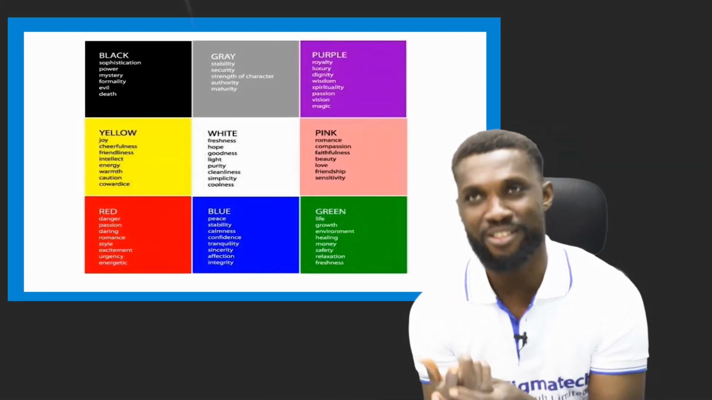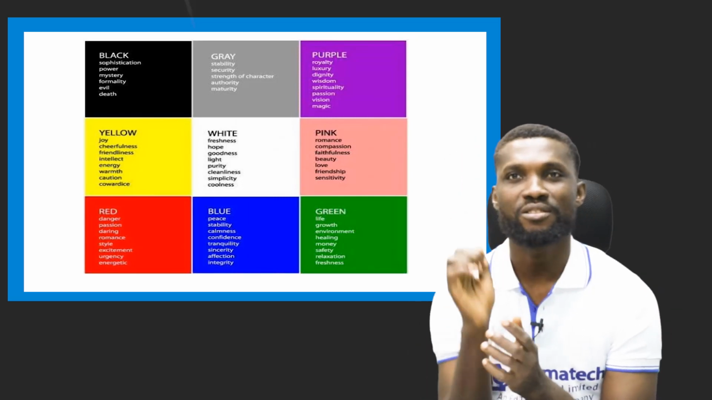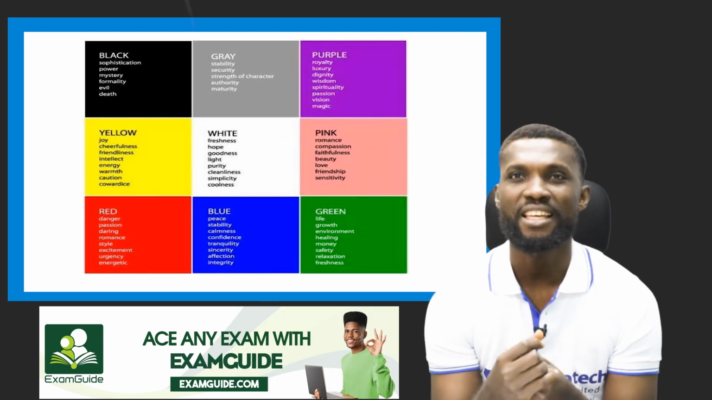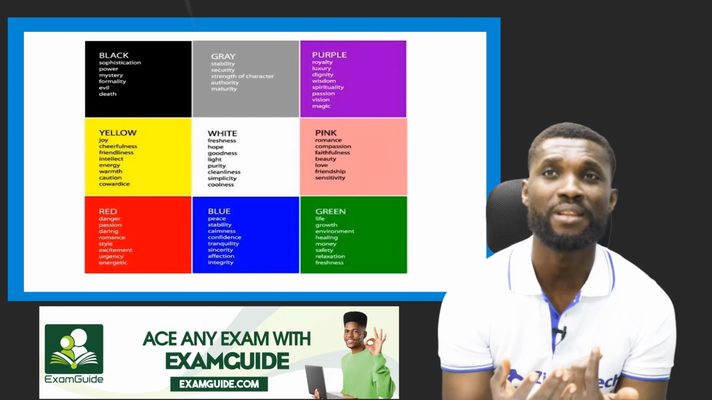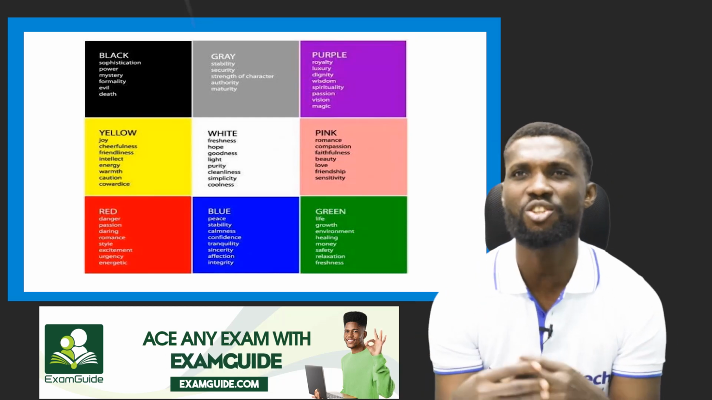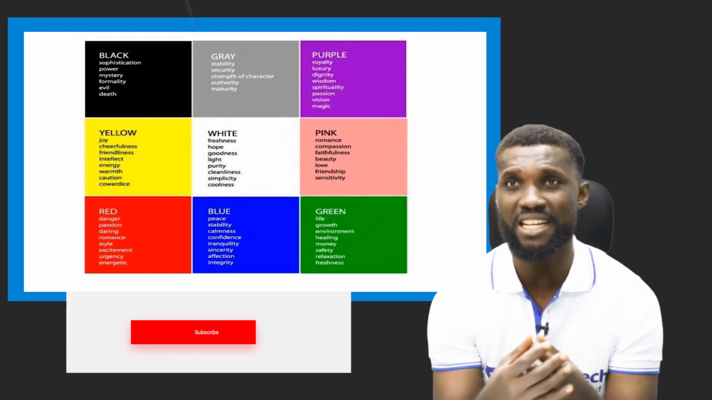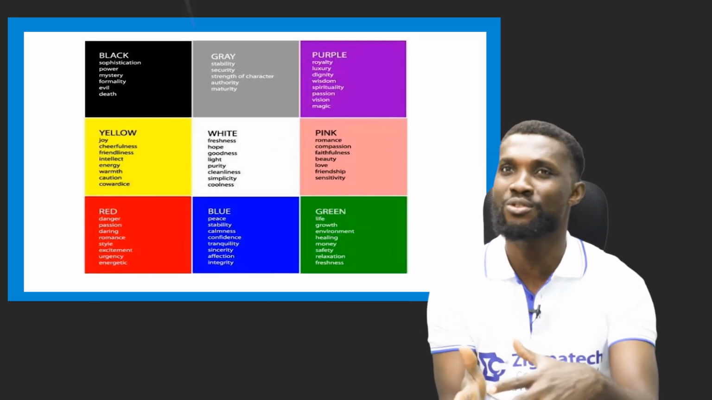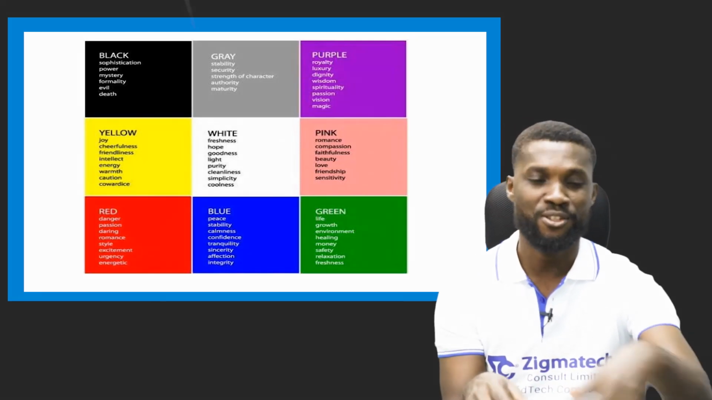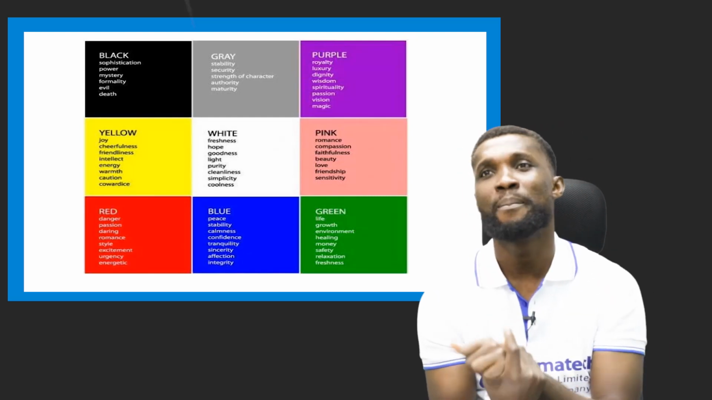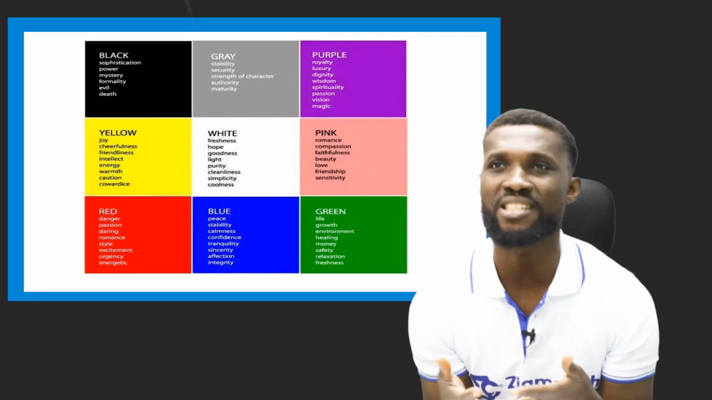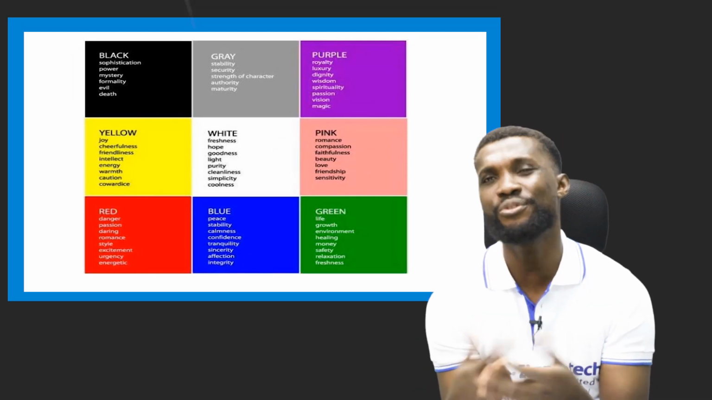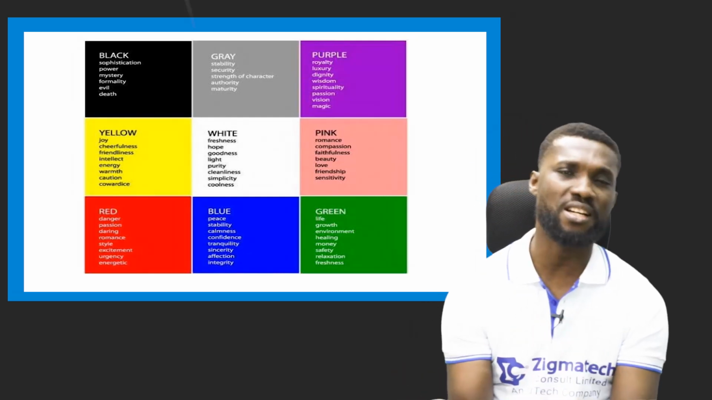All right. Now let's see the color chart we have. The black, you see sophistication, power, mystery, formality, evil, and death. That's for black. What about gray? Stability, security, strength of character, authority, and maturity. So you see, when I was explaining that if you're making a design for children, you don't use gray colors because they can't relate to it. It's for the matured mind. Now let's look at purple. Purple stands for royalty, luxury, dignity, wisdom, spirituality, passion, vision, and magic. That is what purple stands for.